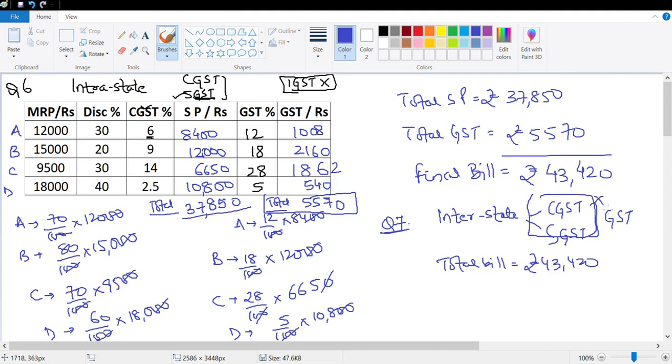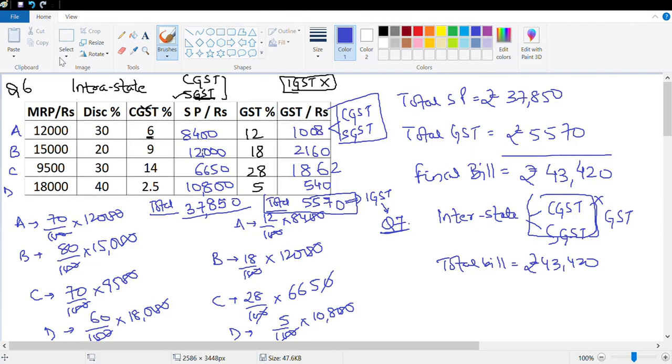The only difference will be there will be no CGST or SGST. There will be no such component. This will be known as IGST for question 7. Perfect. Please also notice that in this question, I did not calculate CGST and SGST separately. Why? Because I did not want to waste my time. Do they want a separate calculation for CGST and SGST? No, so that's why I didn't calculate. Let's move on.